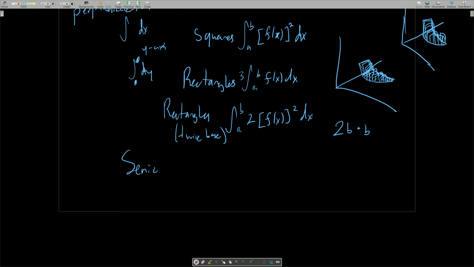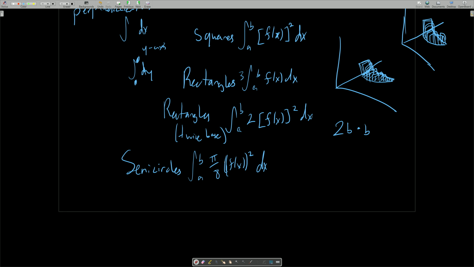For semicircles, it'd be pi over 8 times your function squared dx. Remember, these could also be dy if you're taking cross sections perpendicular to the y-axis instead of the x-axis.